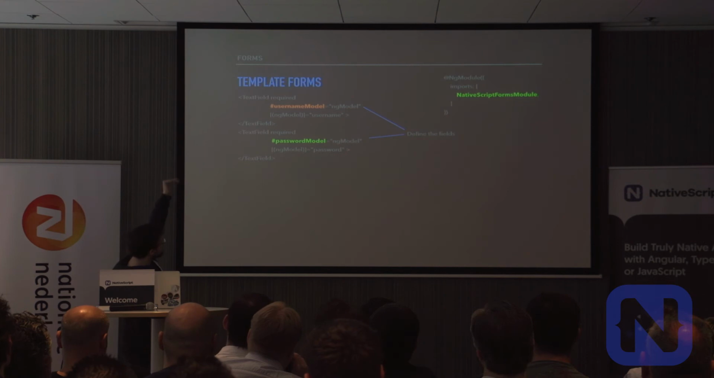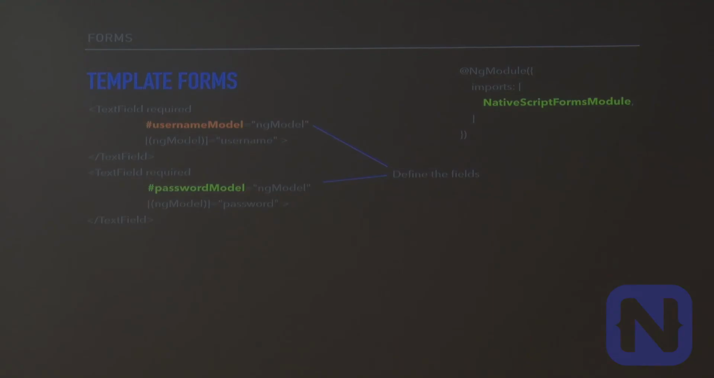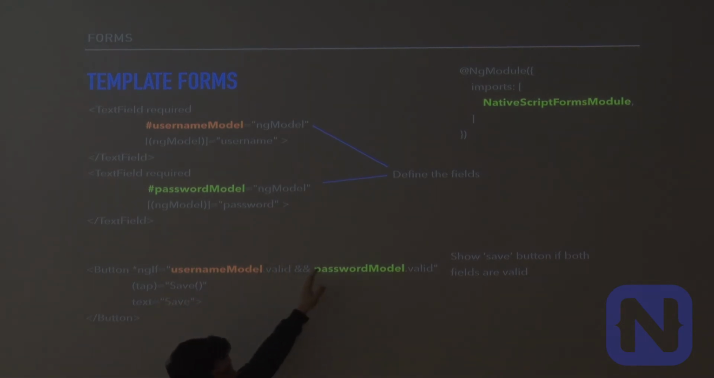So here you can see we got two different text fields. We've got a view property that points to ng model, which is what we're used to in template forms. And of course, we need a way to make sure that our button is unusable in case the validation is not working, right? So we need to say, if this one is valid and this one is valid, then we can actually press the save button.